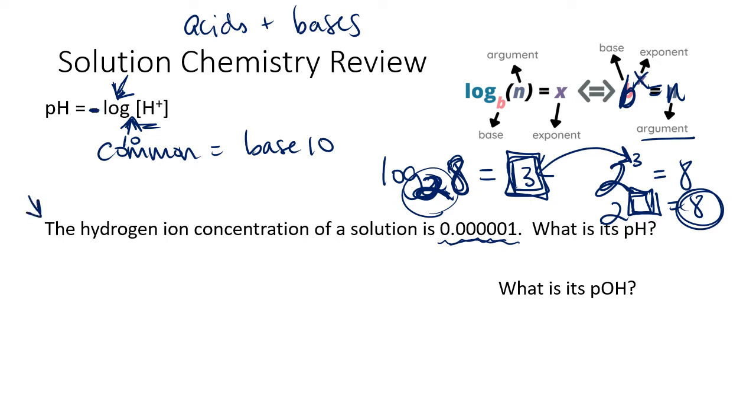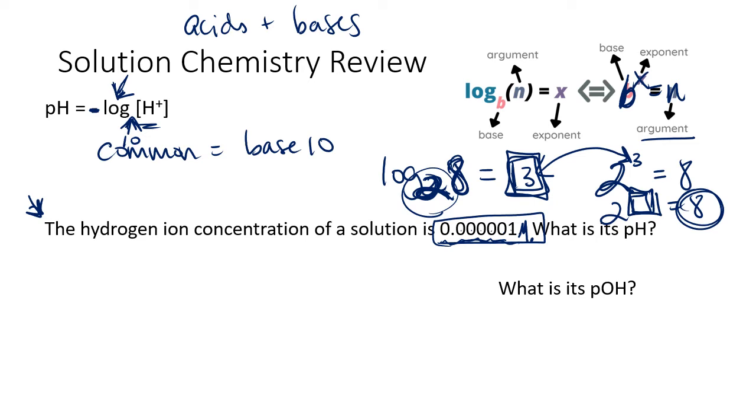So this question: the hydrogen ion concentration of a solution, oh, I should have put a unit in there, sorry, molarity, 0.000001 molar, what's its pH? If I was writing about this solution and I had to keep writing all these zeros, it would get super tedious, and I would probably make a mistake and lose a 0 or add a 0. So pH allows us to just work with more reasonable numbers, fewer zeros.